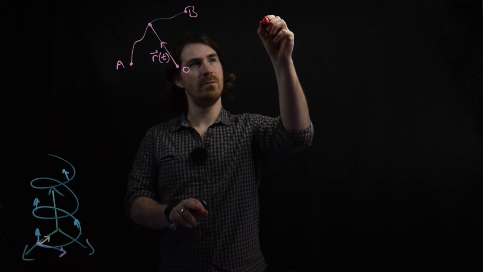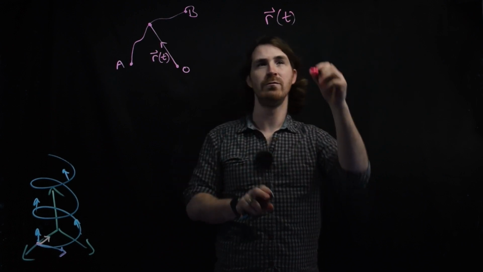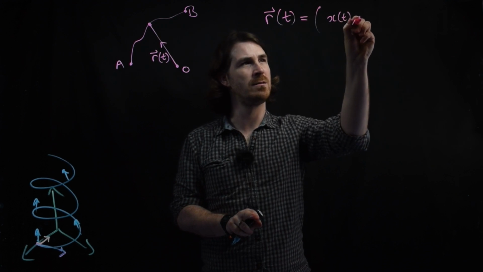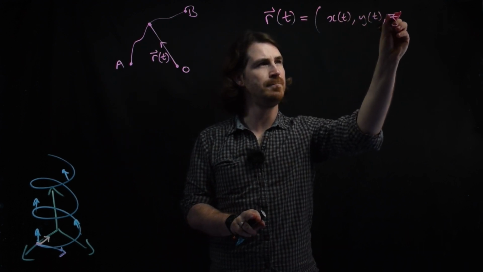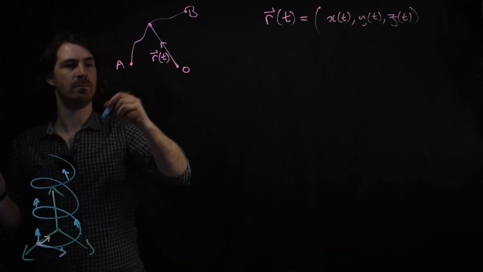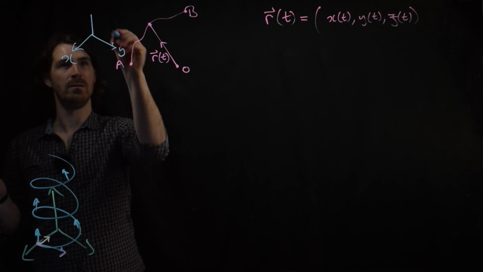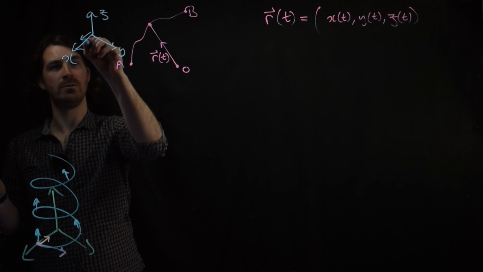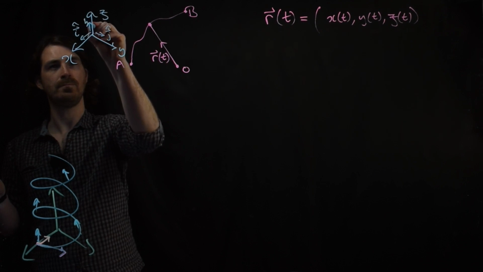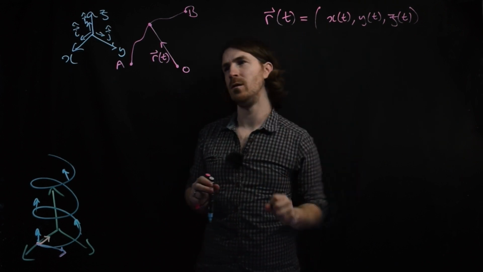So we have that R, which depends on parameter T, so these are the points on the curve. It depends on some components X(T), Y(T) and Z(T), with respect to some fixed coordinate system X, Y, and Z, with unit vectors I, J, and K. So these are components of the vector R.